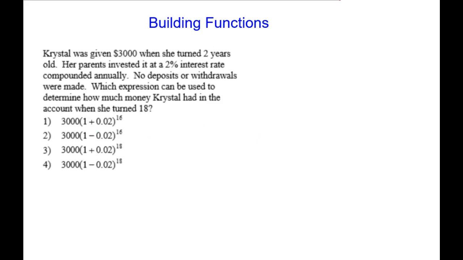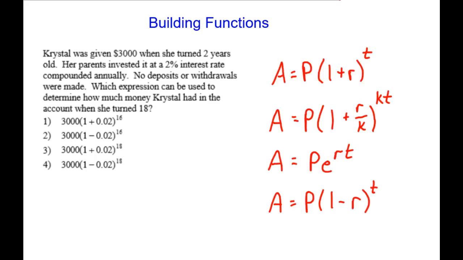To end class, we're going to go through a couple problems that we went through earlier in the year when talking about exponential growth and decay. So Crystal was given $3,000 when she turned 2 years old. Her parents invested it at a 2% interest rate compounded annually. No deposits or withdrawals were made. Which expression can be used to determine how much money Crystal had in the account when she turned 18?